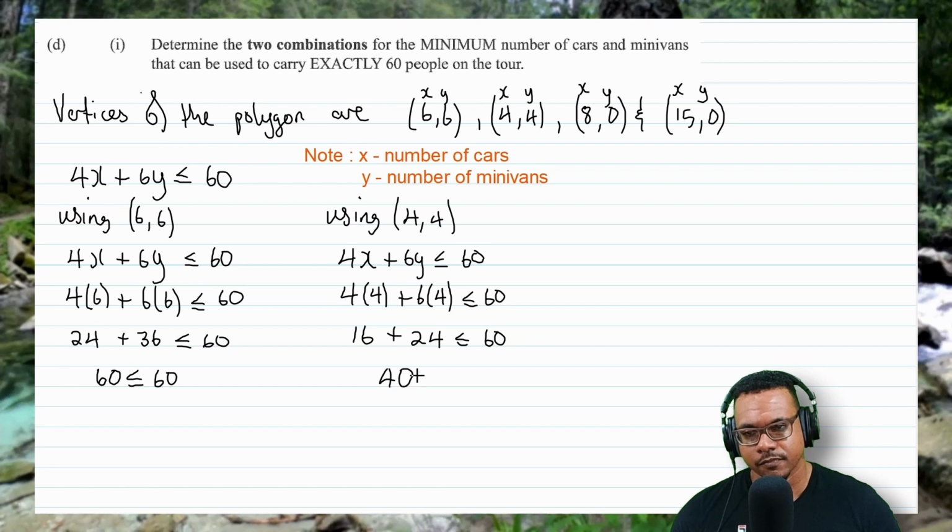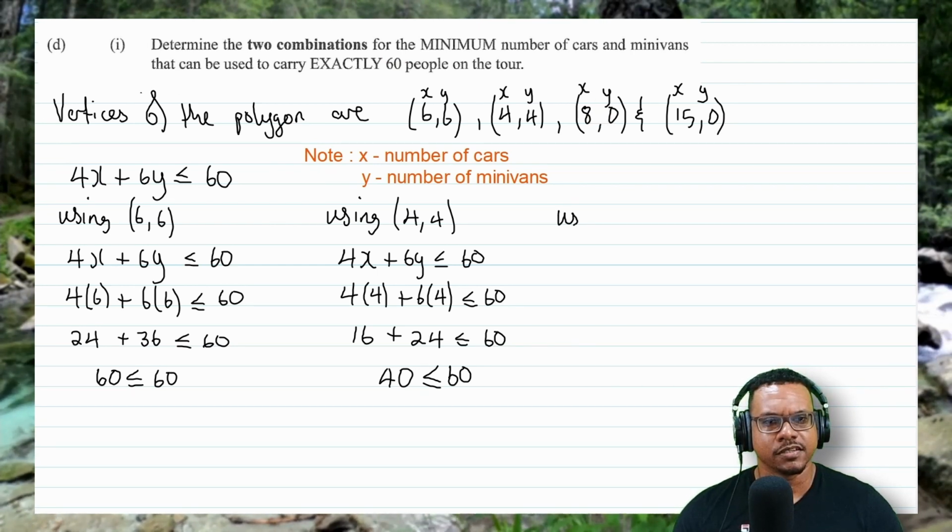All right, so we have 40 is less than or equal to 60. Now, this one doesn't give us exactly 60. All right, so this one gives us exactly 60. This one doesn't. And we want the number of cars and minivans that can carry exactly 60 people. So let's go to the other one, 8 and 0.